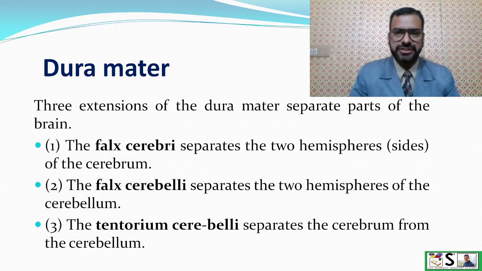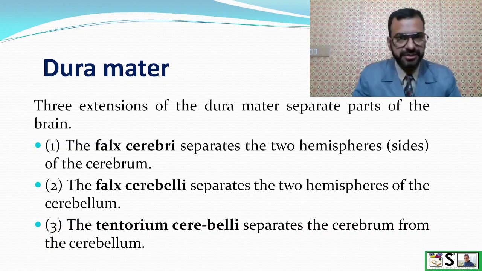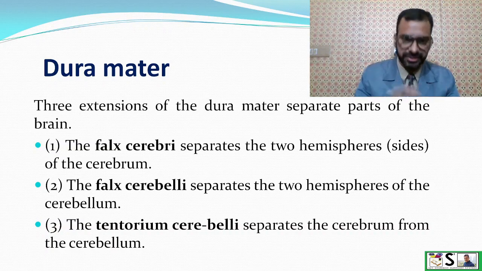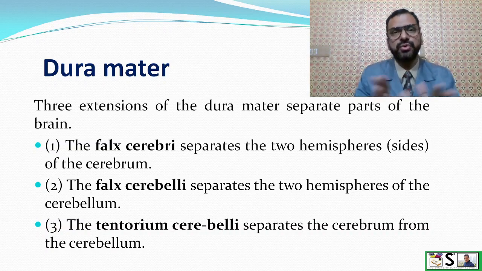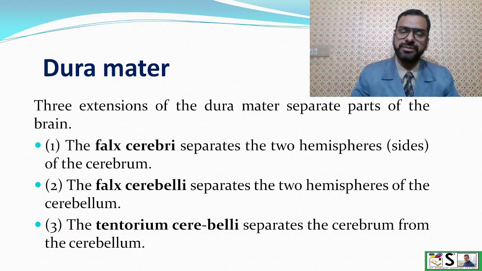There are three extensions of dura mater which go inside the brain, and they separate the parts of the brain. First extension which goes inside is falx cerebri, which separates the two hemispheres of the cerebrum. The falx cerebelli separates two hemispheres of the cerebellum, and tentorium cerebelli separates the cerebrum from the cerebellum.